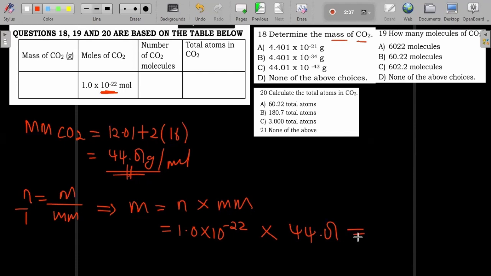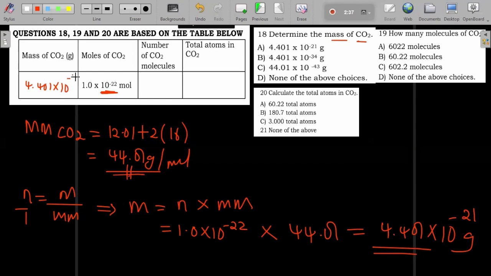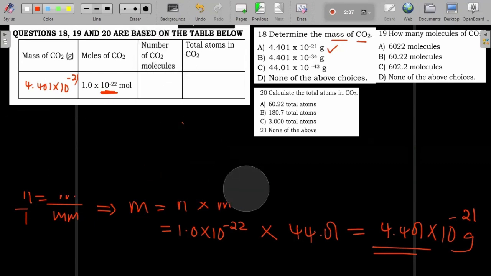If we punch this onto the calculator, I'm going to get 4.401 times 10 to the power minus 21 grams. So this is the mass. Here we can write 4.401 times 10 to the power minus 21. On the options, it means we have to choose option A. So option A is correct there. All right, we found that one.